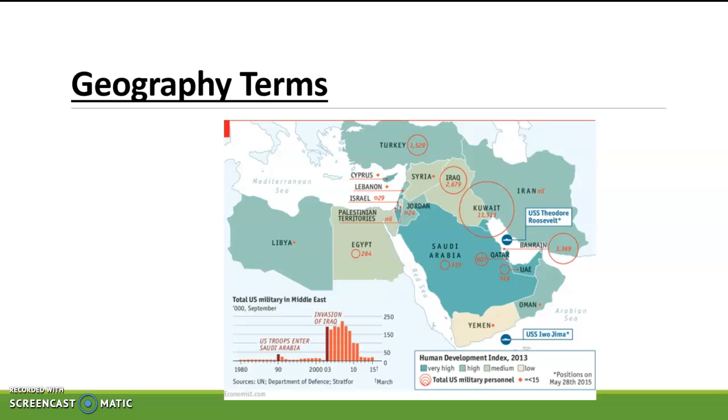And just take a look at this map. You can pause here if you need to get a sense of what kind of information is being conveyed. So whoever produced this map is obviously trying to get you to see some correlation between the United States and its involvement in the Middle East and the level of development that countries in the Middle East may enjoy. And so development is a very important concept that we're going to cover in every single chapter. It's going to be reoccurring.